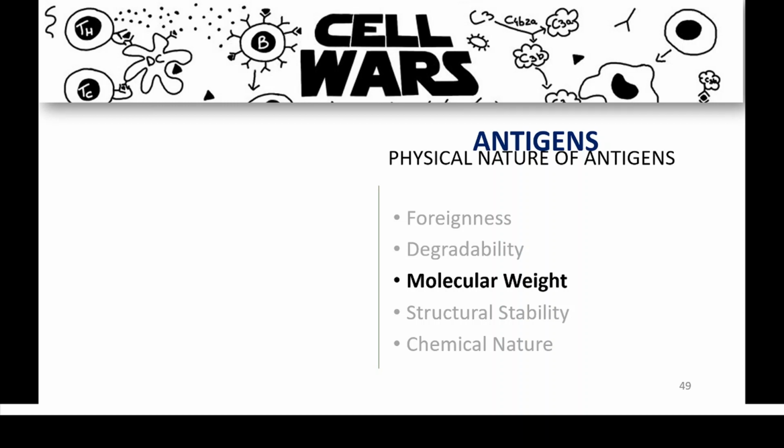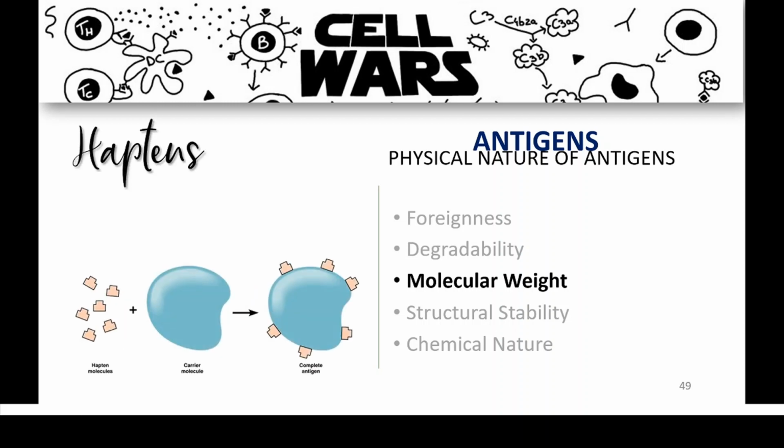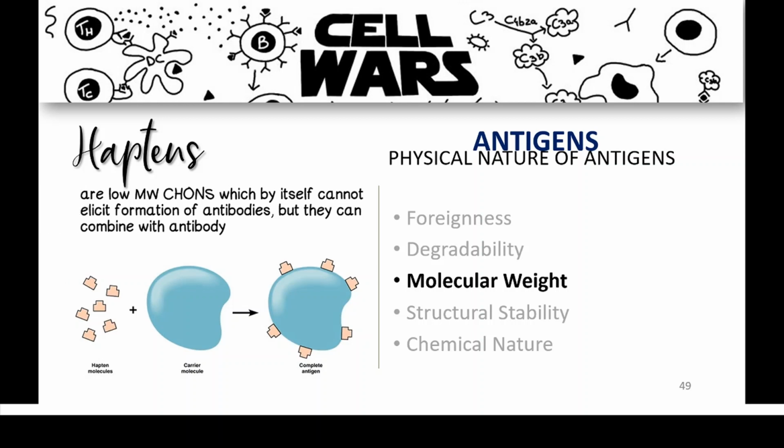Now, when it comes to molecular weight, we may also encounter haptens. Haptens are actually low molecular weight proteins which by themselves cannot elicit formation of antibodies, but they can bind with an antibody. Haptens therefore are antigenic, but they are not immunogenic because of their size. They are too small to elicit an immune response.